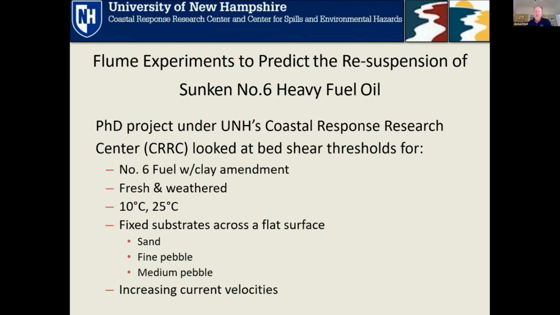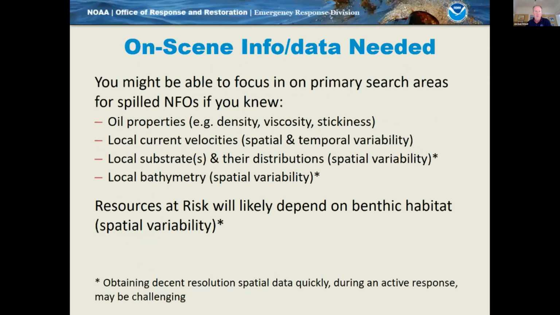I think it was really eye-opening for someone like me who would be going into a command post on an oil spill and saying, okay, we need to figure out where the primary surface zones are, right? So some of the information that got me thinking that I would want to have access to is not only oil properties, but also what are the local current velocities, recognizing that those are going to change spatially and temporally. What is the local substrate near the spill area and the distribution of those substrates? So there's going to be some spatial variability in that too. And also what's the local bathymetry, which is also going to have some spatial variability.